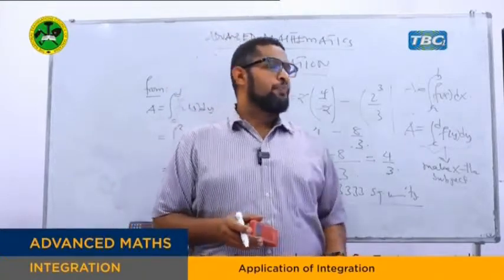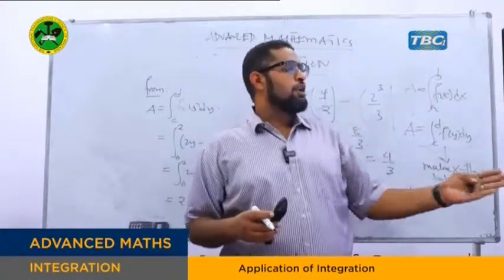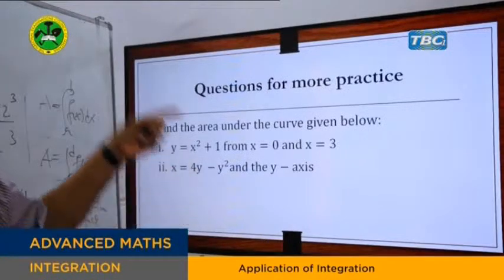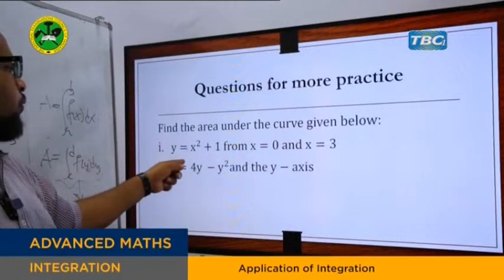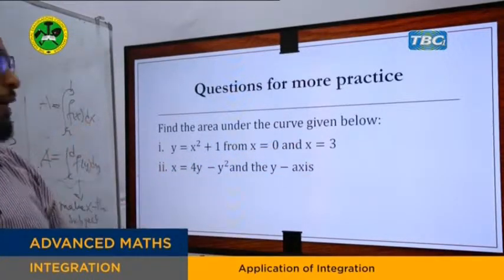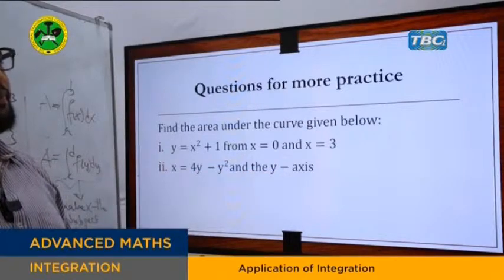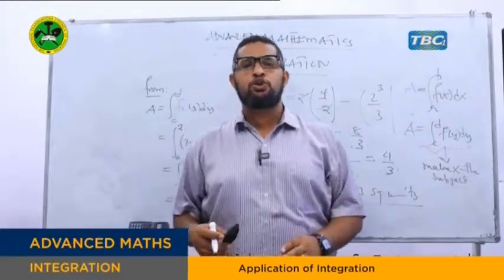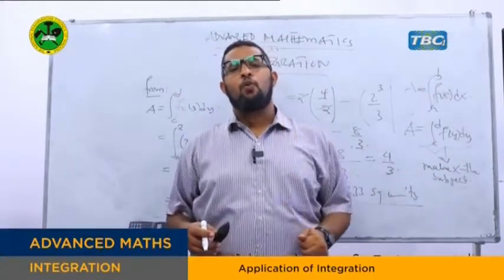Now, to wind up, here we have questions for more practice. I know you have plenty of time staying at home, so don't take that time for granted. Take these questions and work on them. Find the area under the curves given below. Number 1, y equal to x square plus 1 from x equal to 0 to x equal to 3. That is question number 1. Number 2, x equal to 4y minus y square and the y-axis. But remember what I was explaining to you. Those parts are very crucial in application of integration, especially when you're finding area under a curve.